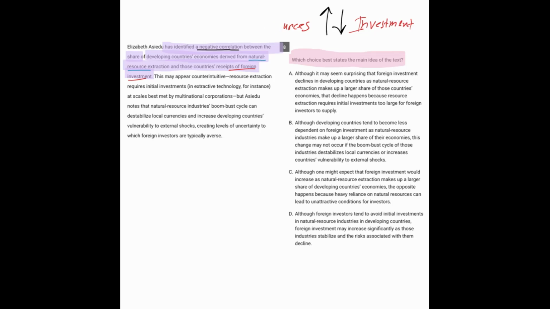That's actually counterintuitive because you would think that if a country has more natural resources, companies are going to want to invest more in that country. So we're noticing something that's a little counterintuitive here. This may appear counterintuitive. Resource extraction requires initial investments in extractive technology, for instance, at scales best met by multinational corporations. But this person notes that natural resource industries' boom bust cycles can destabilize local currencies and increase developing countries' vulnerability to external shocks, creating levels of uncertainty to which foreign investors are typically averse.